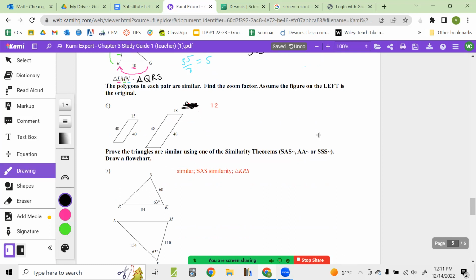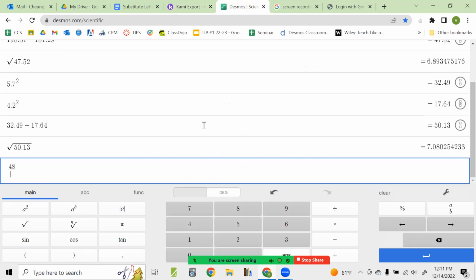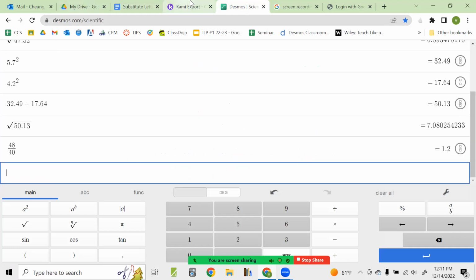Okay, polygons in each pair are similar, find the zoom factor. Assume figure on the left is original. Okay, so if this one is the original, this one is the new, right? Zoom factor is always new over old. So it would be like this 48 over 40. What's 48 over 40? Let's check it out. 48 over 40, 1.2.